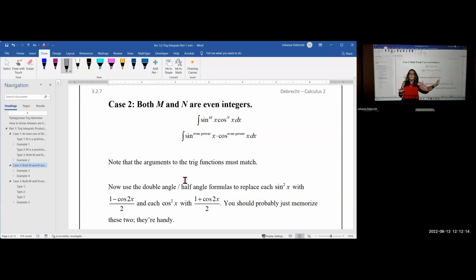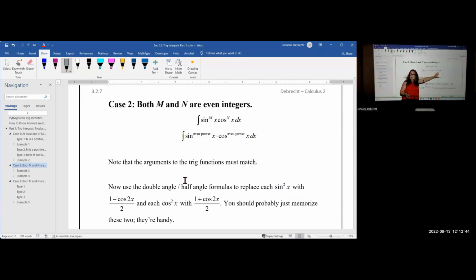If at least one is odd, then sine could be odd or cosine could be odd, or they could both be odd. The only other possibility is that they're both even, right? So this is going to be case 2. So we're back to the original, sine to some power of x, cosine to some power of x. The powers may be the same, they may not be the same, but the powers are both even, 2, 4, 6, 8, 10, etc. So sine to an even power of x, cosine to an even power of x.